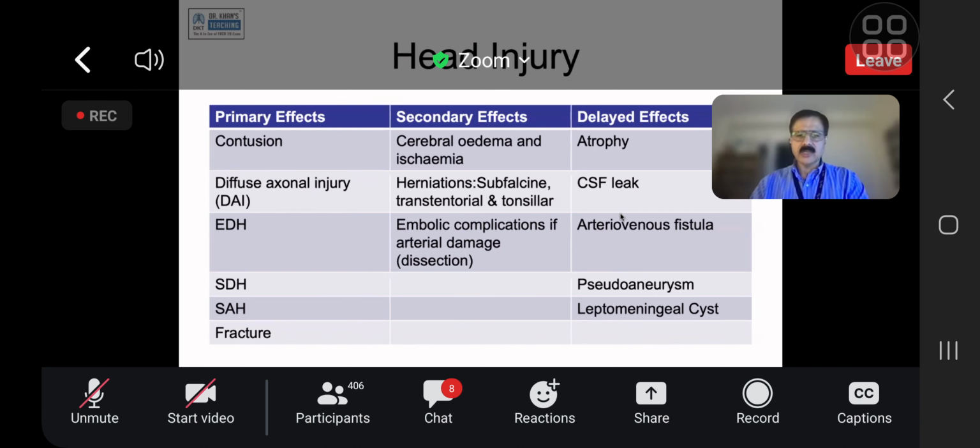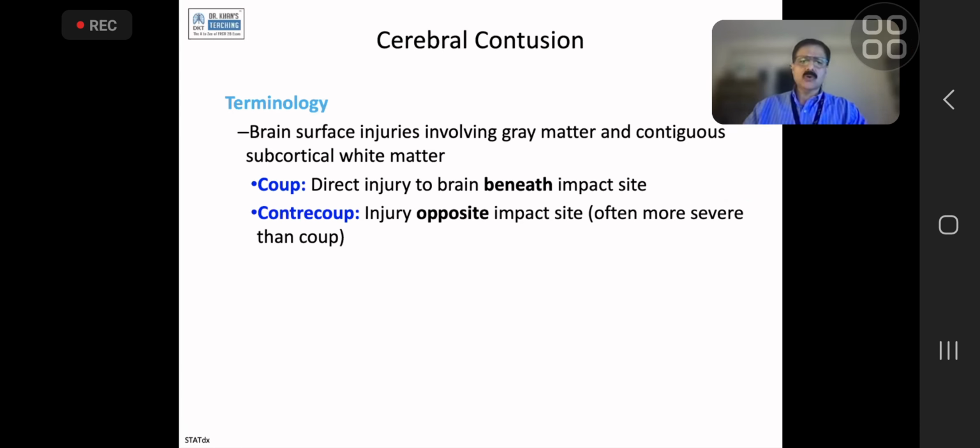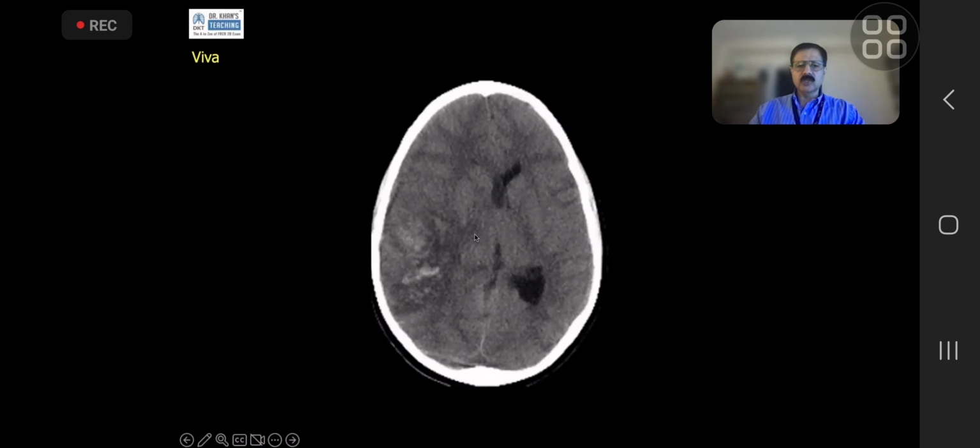Now, a quick recap: contusion is injury to the surface of the brain, and the surface of the brain is gray matter. So by definition, the skin of the brain must be involved in contusion. And of course, deep to the skin is the white matter. It all depends on the severity, and that can also be involved. Of course, there's a concept of coup and counter coup injury. Now, this is a hemorrhagic contusion. Key point is that the surface of the brain must be involved.